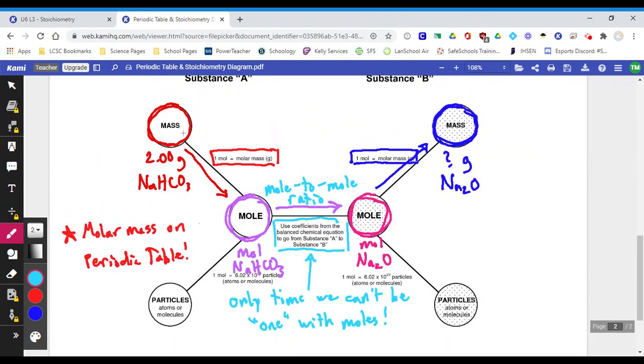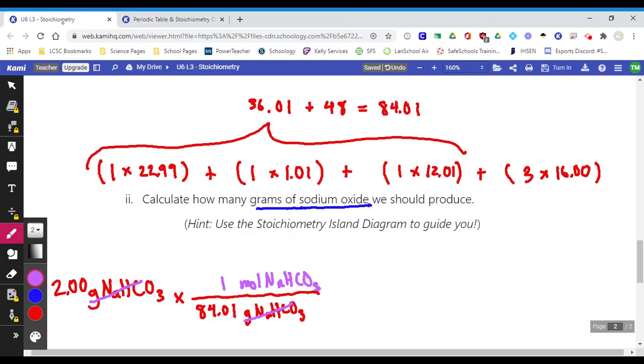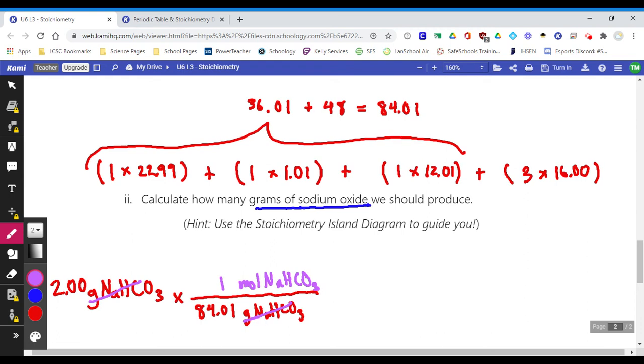So we got out of grams of NaHCO3. We are on to moles of NaHCO3. We are now here. So the next step is to go from moles of NaHCO3 to moles of Na2O. It's our mole to mole ratio. Okay, so I'm going to multiply by a fraction bar.